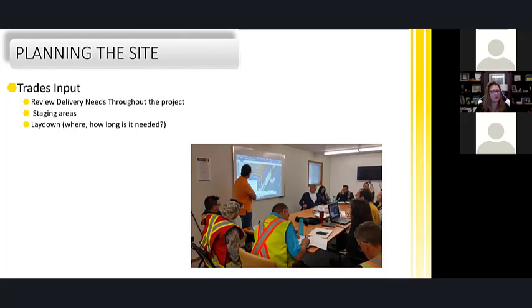I spend quite a bit of time with my site supers managing this, but understanding and fully integrating the review of the delivery needs throughout the entire project. It's fantastic if we're servicing an excavating contractor, but if we forget that at the end of the day we're still going to be putting in final products into the building and the access points don't make sense, then this can be really difficult for the project overall.